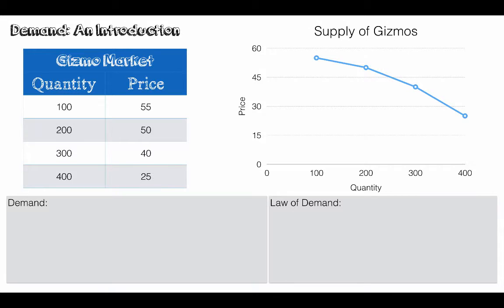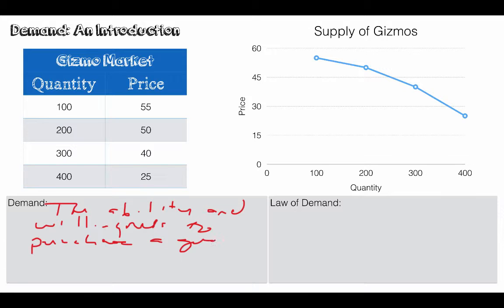All right, so what we're going to talk about today is demand. And demand is the ability and willingness to purchase a good or service. Now why I have to say it that way is because it's not everything that we want. I can demand a lot of things, but it doesn't work for the demand when we talk about economics. The only thing that works when we talk about demand in economics is what we can actually purchase.